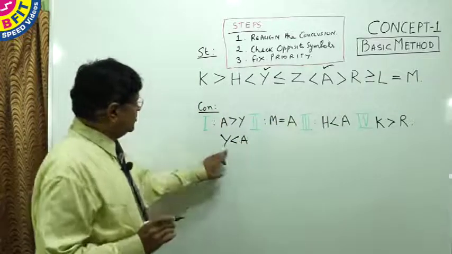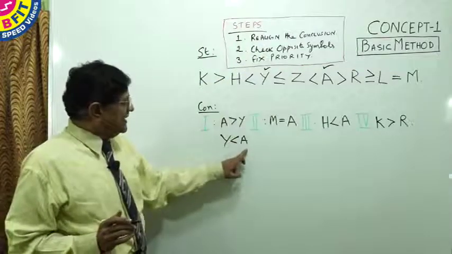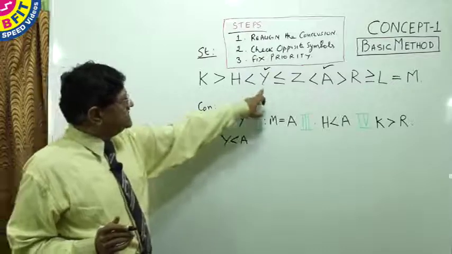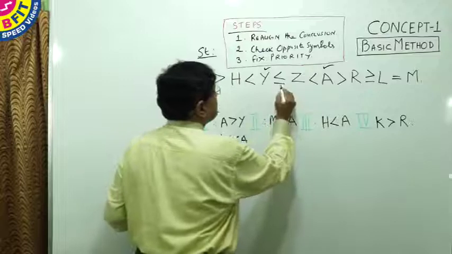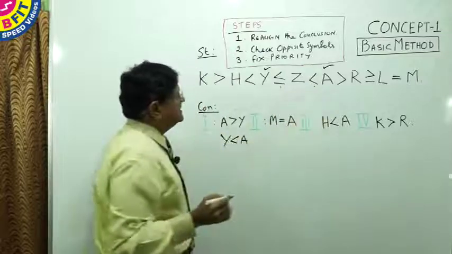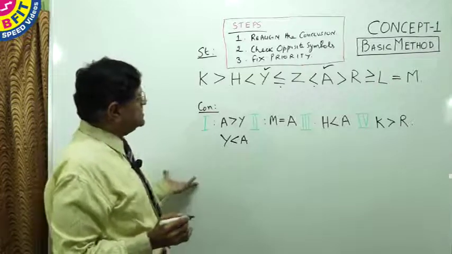So we have to check up whether, first thing we have done, realign the conclusion, we have already realigned. Now which are the two elements, Y and A? Check for opposite symbol. In between, is there any opposite symbol? This is one symbol, this is one symbol. Is there any opposite symbol? There is no opposite symbol. Therefore, some conclusion is possible.